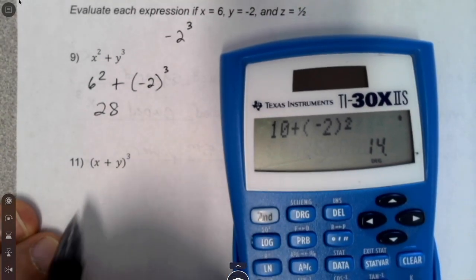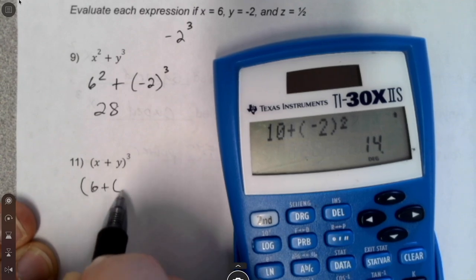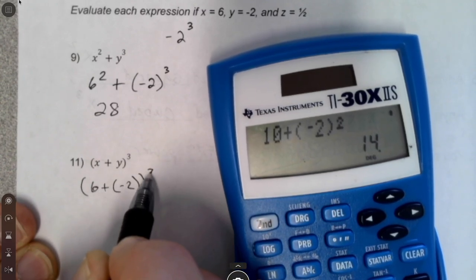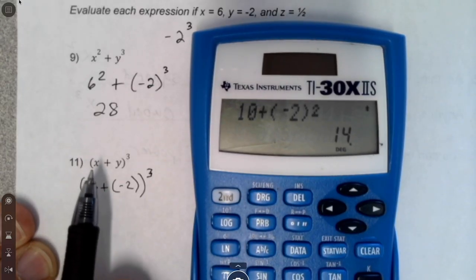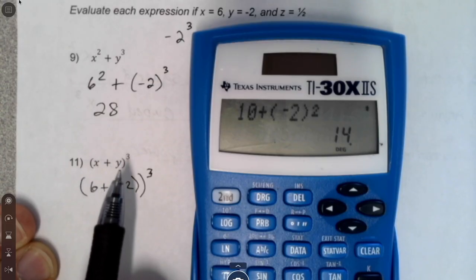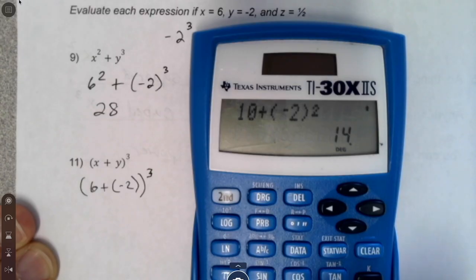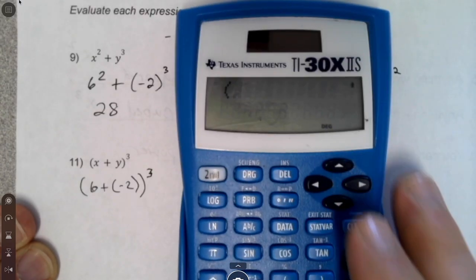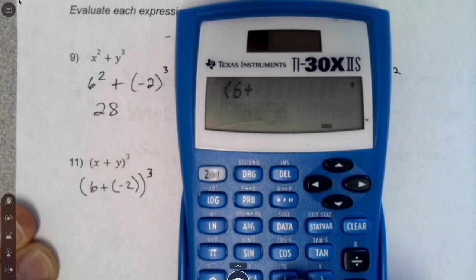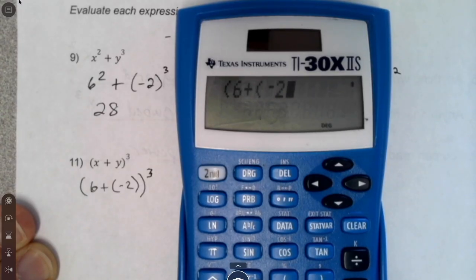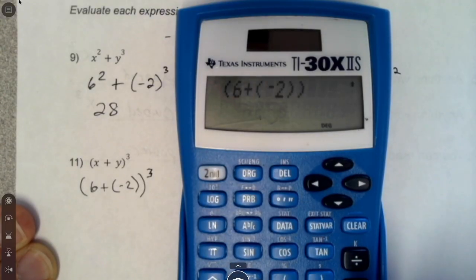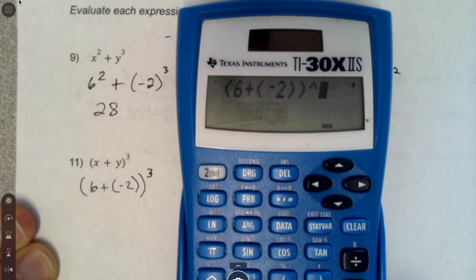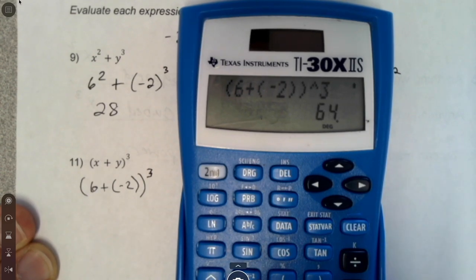Okay, 11, we do x plus y, so 6 plus negative 2, and we cube the whole thing. And I have parentheses around the entire thing, just like they had parentheses around the x plus y, because I'm not just cubing x, I'm not just cubing y, I'm adding them together and then cubing the result. So I start a parenthesis, 6 plus parentheses, negative 2. Then I have 2 parentheses to close, that one and that one. Then I use the caret button and do the third power. So we get 64.